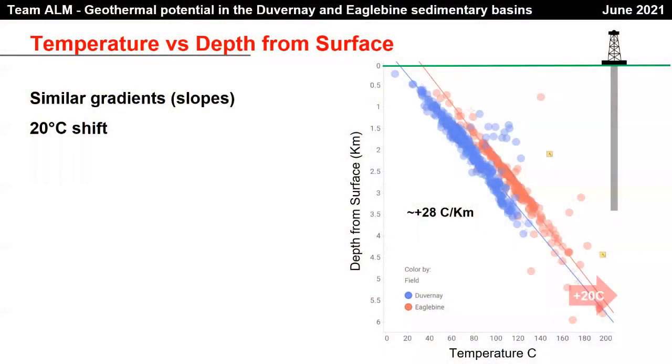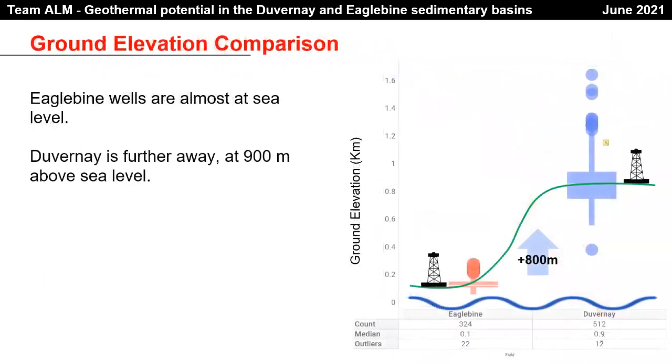The Eaglebine and Duvernay basins have similar temperature gradients, around 28 degrees Celsius per kilometer. However, Eaglebine wells are hotter, showing a temperature shift of around 20 degrees. We will show you why. First, we observed that the Eaglebine wells are almost at sea level, while Duvernay wells are further away, 900 meters above the sea level. This means wells in the Duvernay have to penetrate an additional 800 meters of rock just to get to the same elevation as the Eaglebine.